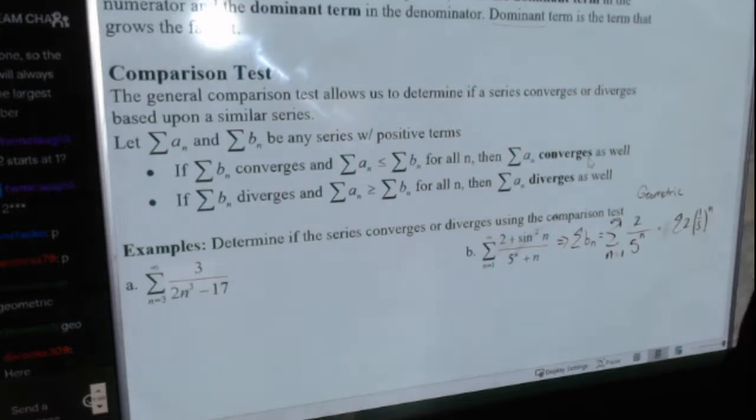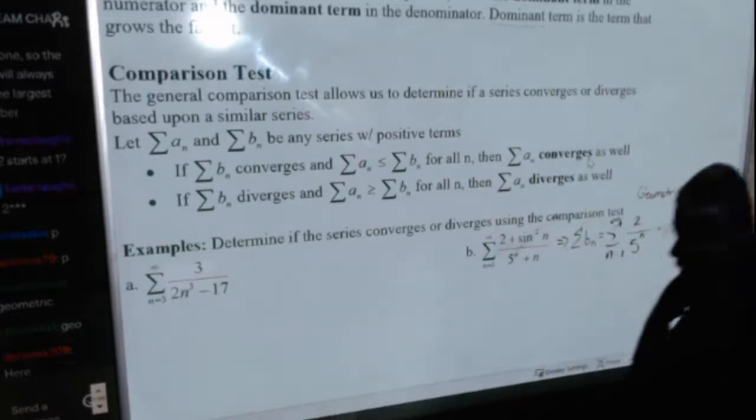Can you guys see that okay on your screen? It doesn't look too bad, I don't mind.